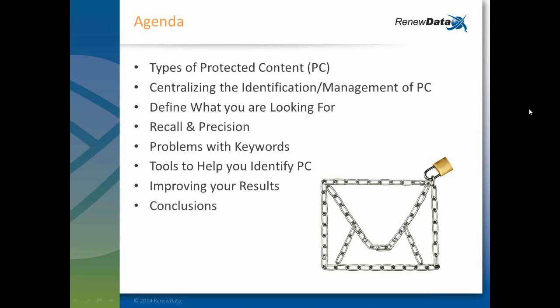So we're going to talk about examples of the types of protected content, ways that as an organization you can centralize the identification and management of protected content, how to identify what protected content is in the context of your organization, and techniques to use to identify that content within the document review, and workflows to put in place to ensure that these documents are not being inadvertently disclosed as part of a production to opposing parties in e-discovery.